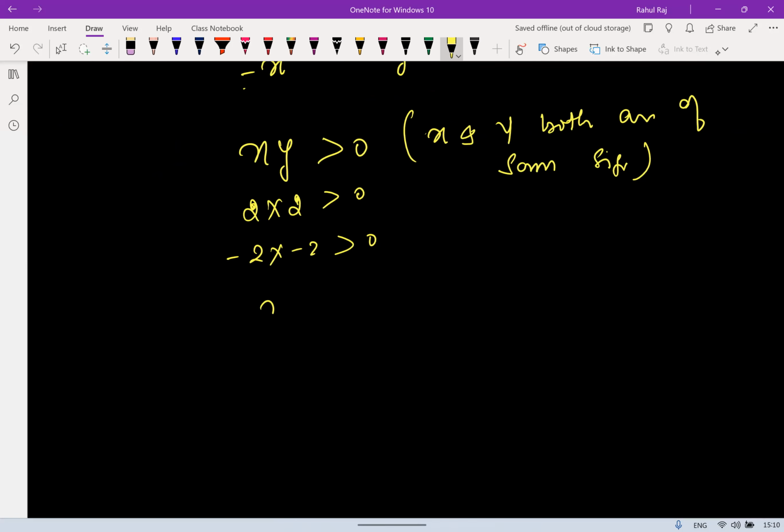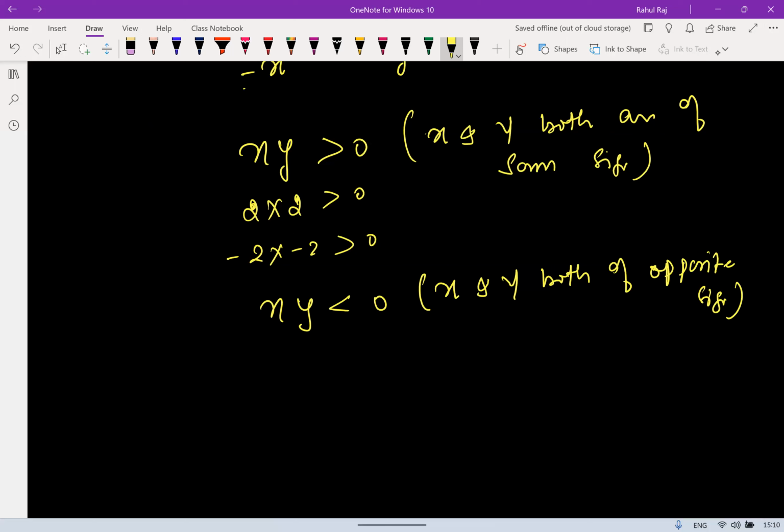Now, if I say xy less than 0, what do you mean by this? Can I say x and y both are of opposite sign? Can I say this? Yes, because minus 2 cross 2 is less than 0, or you can say 2 cross minus 3 is less than 0. Simple, straightforward logic. Am I right?